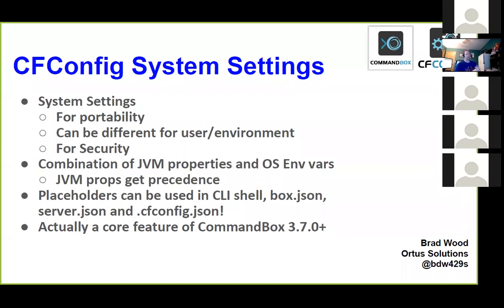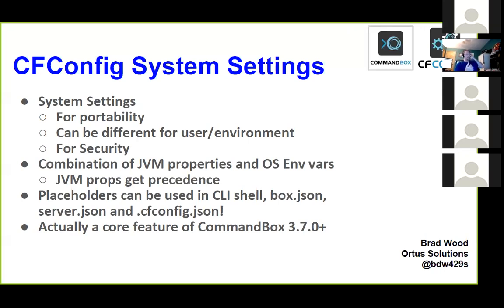System settings are a combination of JVM properties and your operating system's environment variables. And if you're doing anything with cloud, it's all about the environment variables, right? So embrace it. You can have placeholders in the CLI, in your box.json, in your server.json, or in your cfconfig.json files. Any of those files, you can use a placeholder, and at runtime it will be swapped out with the value of a JVM property or an environment variable from your operating system. This allows you to externalize those secrets, or just those things that change, from outside of your JSON files.